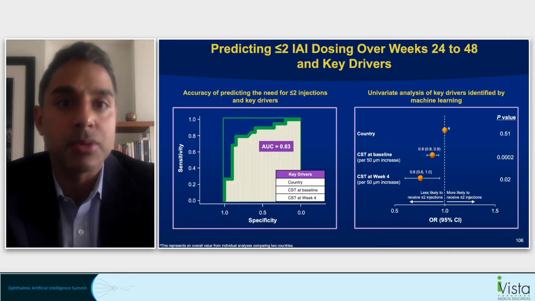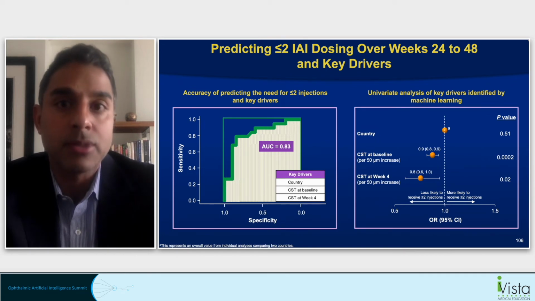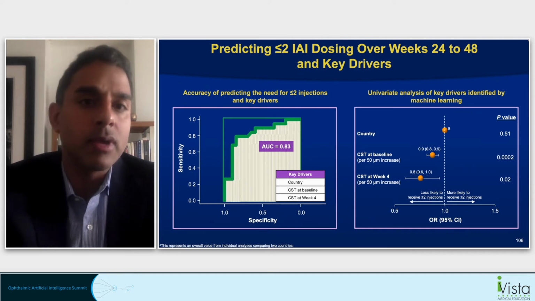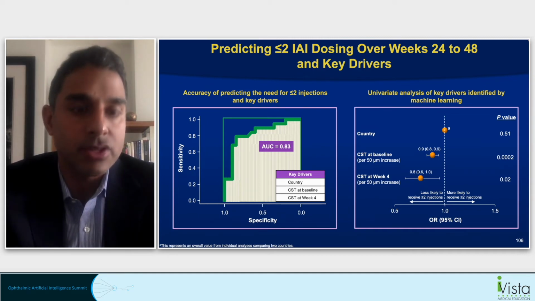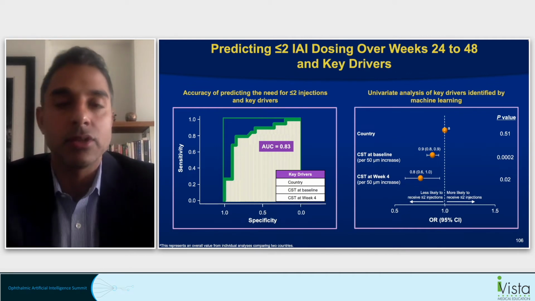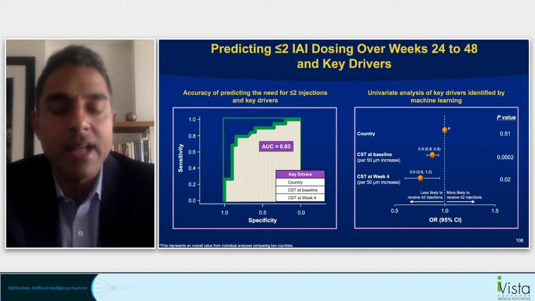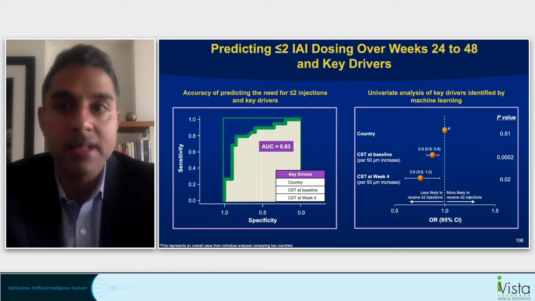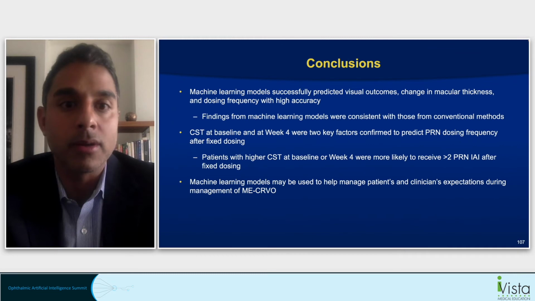Are we able to predict that with any meaningful accuracy? So we asked the question, could we predict patients who are going to receive 2 or less aflibercept doses after switching over to the PRN arm? And what we realized is that with some modest accuracy, we were able to predict those who would receive 2 or less relative to those who are going to receive more. And some of the meaningful drivers of this was the central subfield thickness at baseline and at week 4.